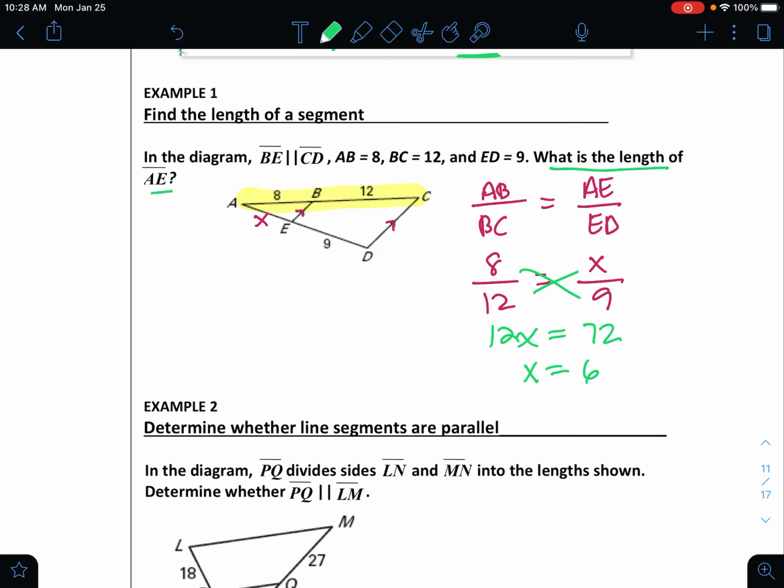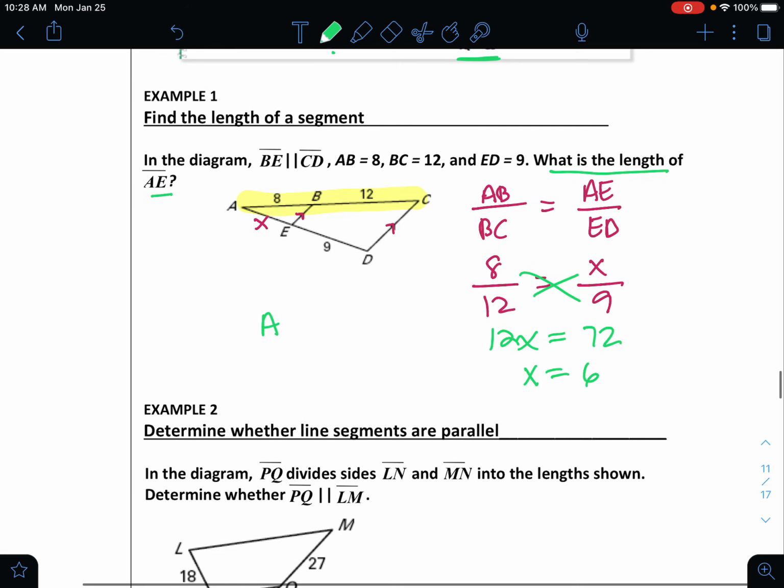So what is the length of AE? Since I marked AE with X, that just means AE is 6 units. So AE equals 6. Okay, that's one way to set this up.